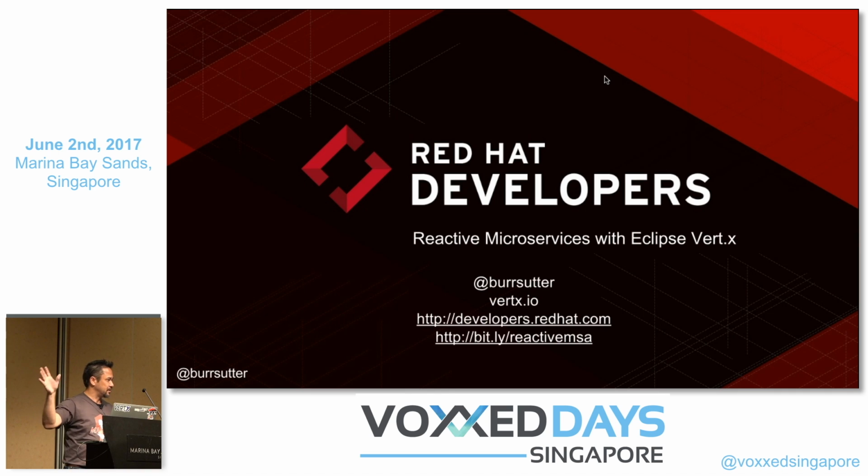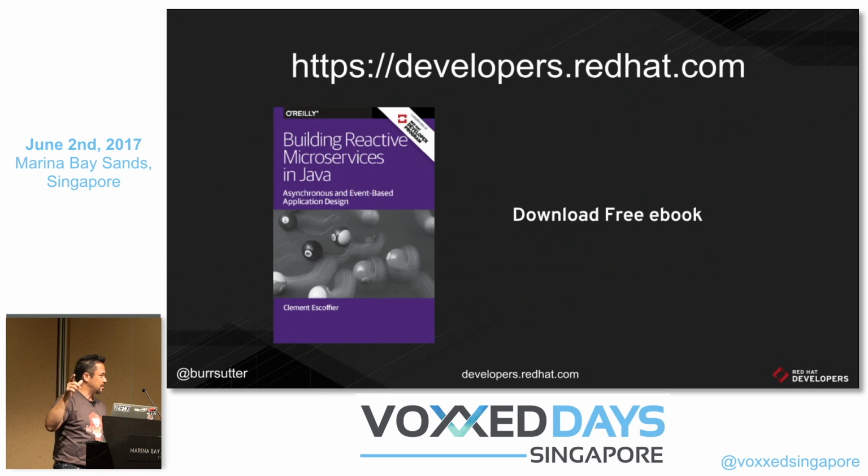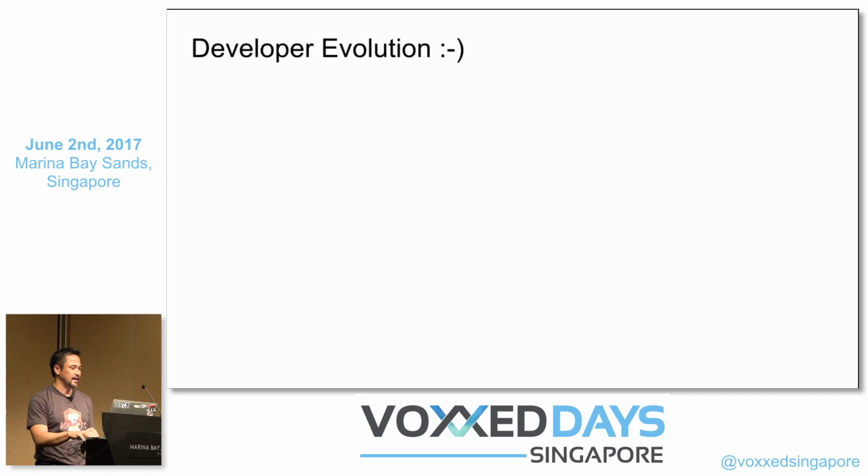But Vert.x is specifically the technology we're going to talk about at this moment. Okay, so there's a book that's available to you at our website. You can download the book and also get started on this journey, specifically Reactive Microservices, which is the architecture we're going to talk about today.